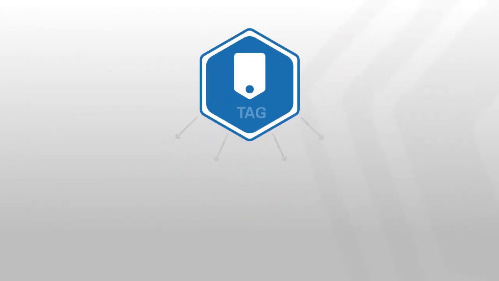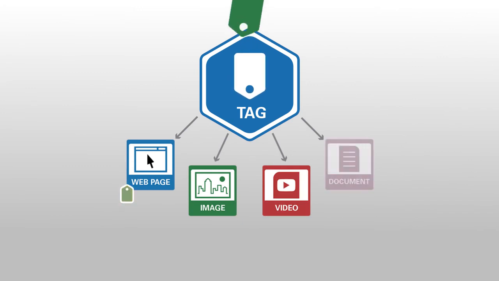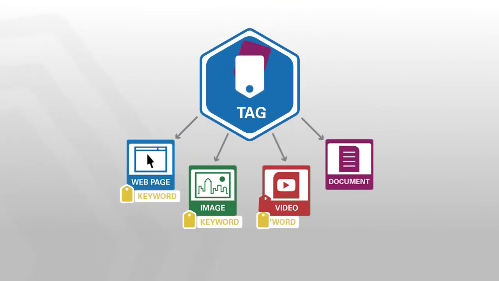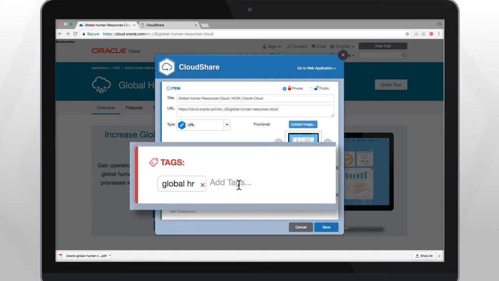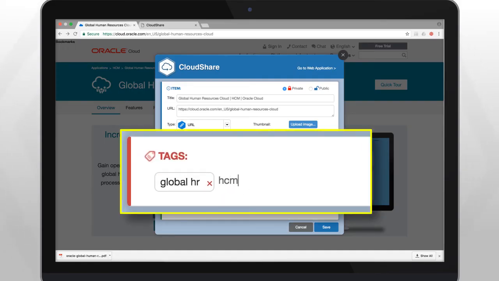With CloudShare, you can also add tags to your items. A tag is a keyword that is associated with your item that makes it easier to search and find the item later. Adding a tag is easy. Simply type a word into the tags field, then click Save.